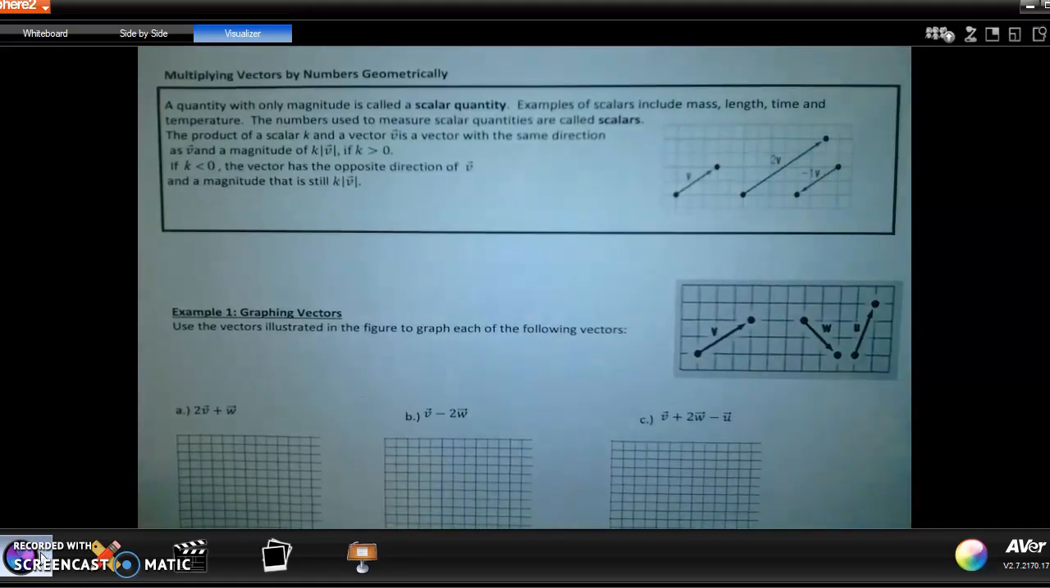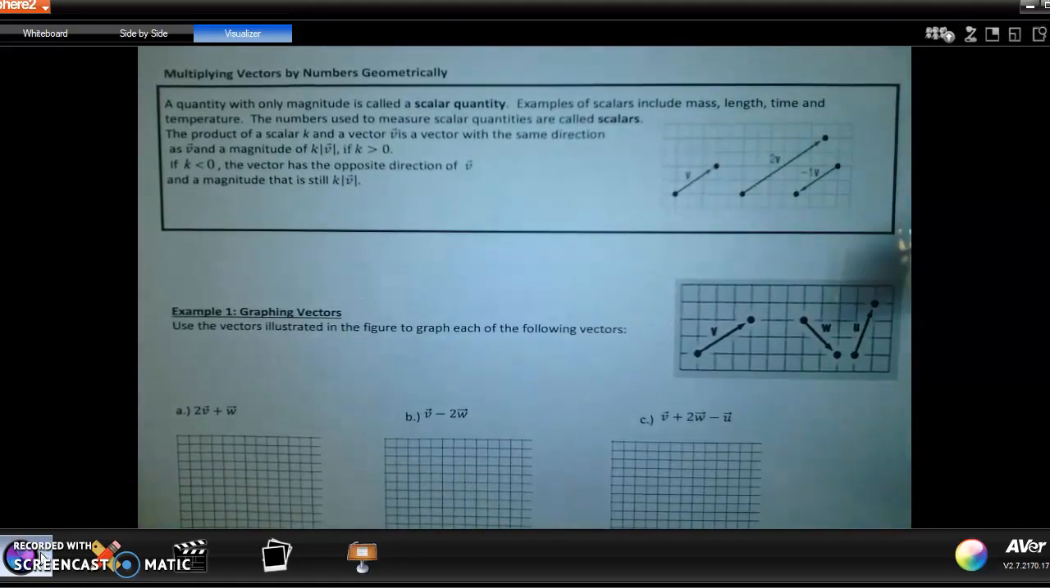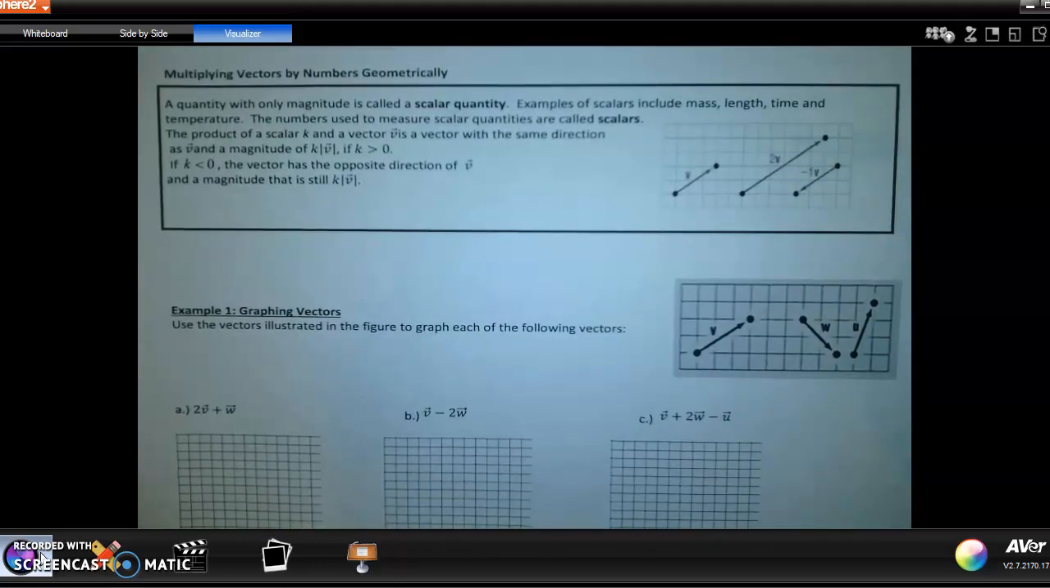All right. The last thing we're going to talk about before we start drawing some pictures here is what it means to multiply when you're talking about vectors. Well, first off, you can't multiply two vectors together. That's not a thing that we're going to be doing. But what you can do is take a vector and multiply it by something called a scalar. Now, a scalar is something that has magnitude, but there's no direction involved to it.